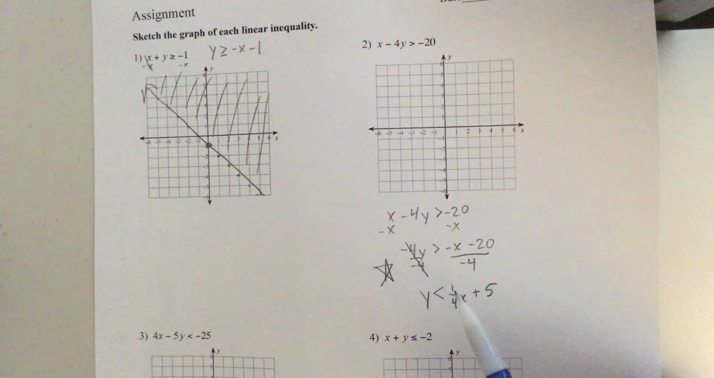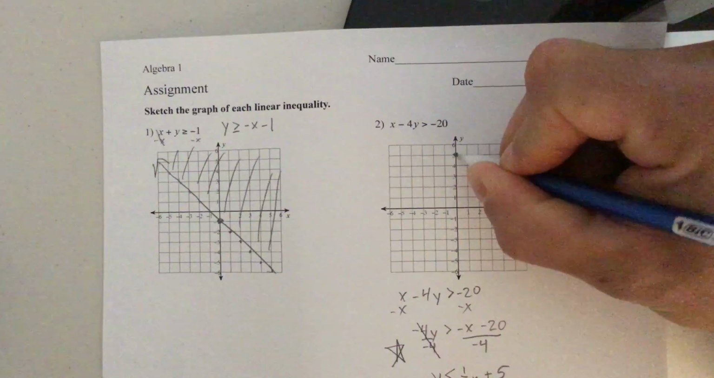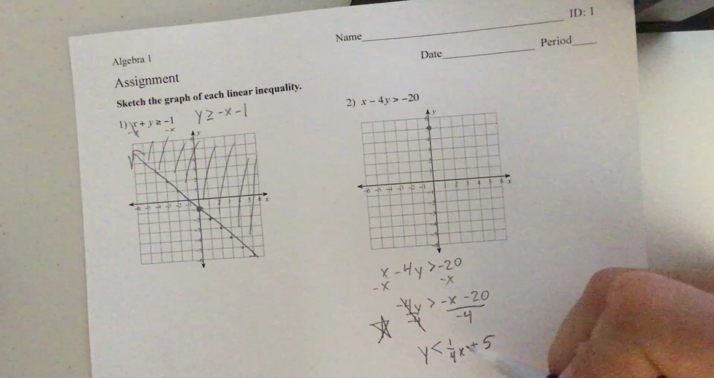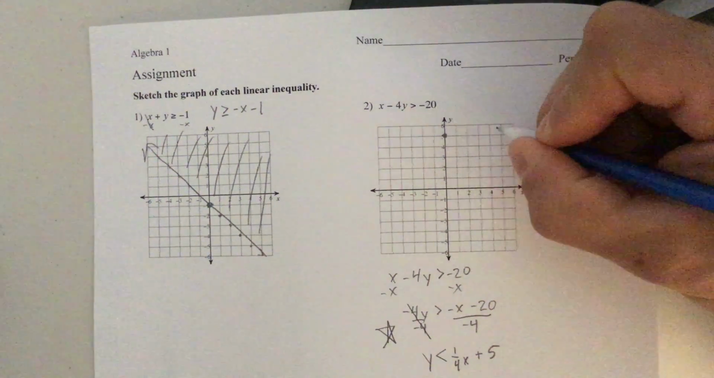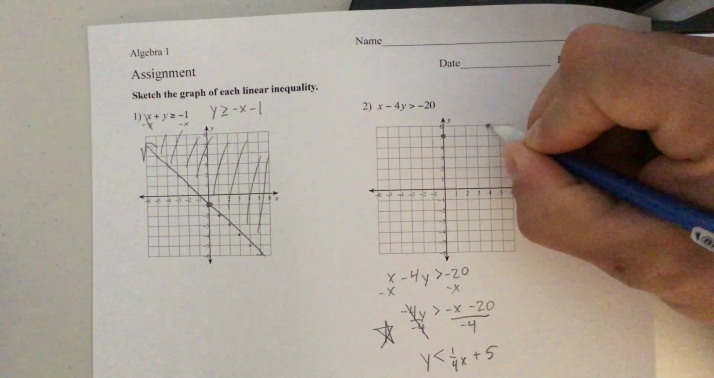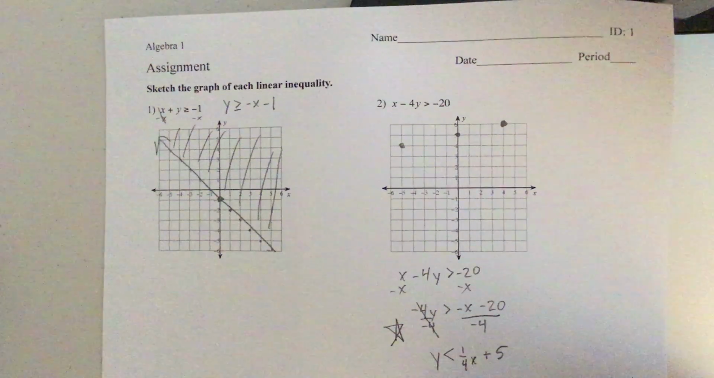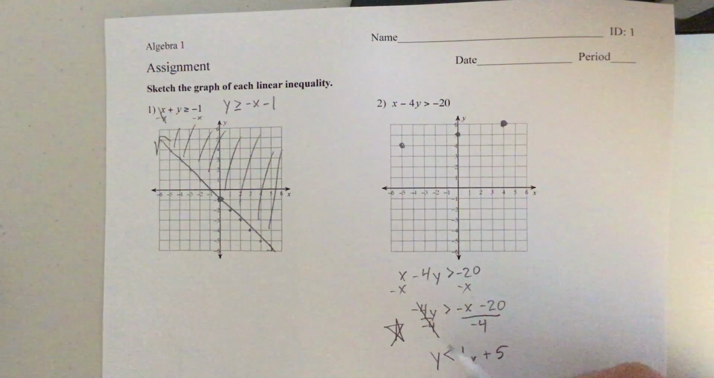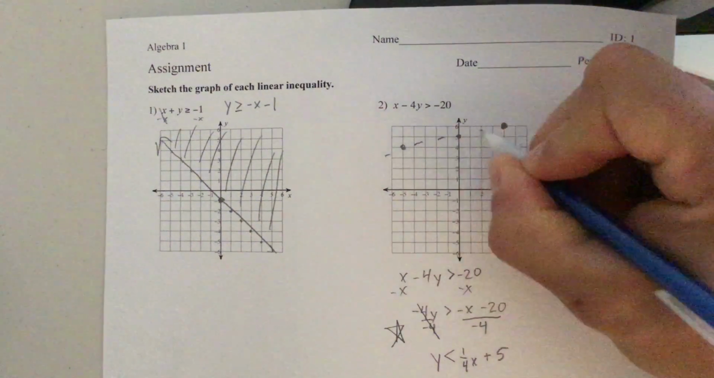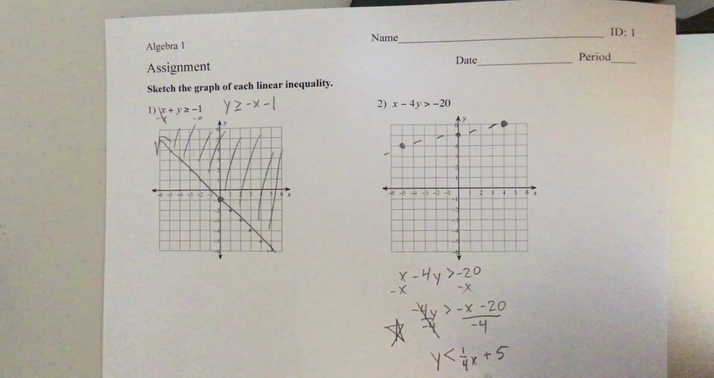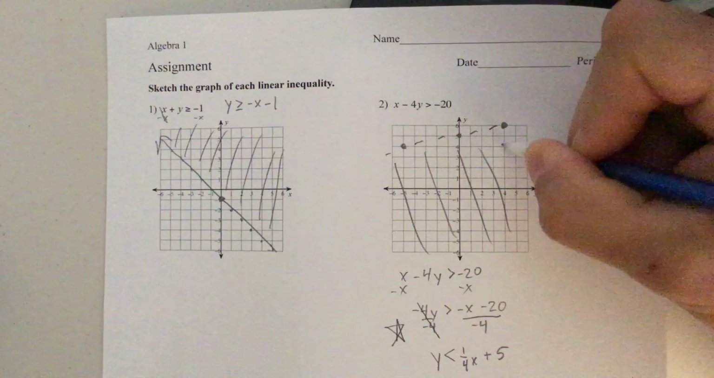Once we have this, the actual graphing, that part doesn't change. I'm going to go through that pretty quickly. Our y-intercept's 5, up 5. And then our slope is 1 over 4, so up 1 over 4. Now what kind of line is it going to be? Well, we don't have our or equal to symbol, so that means this is going to be dotted. And it's now less than, so that means we're going to shade below.